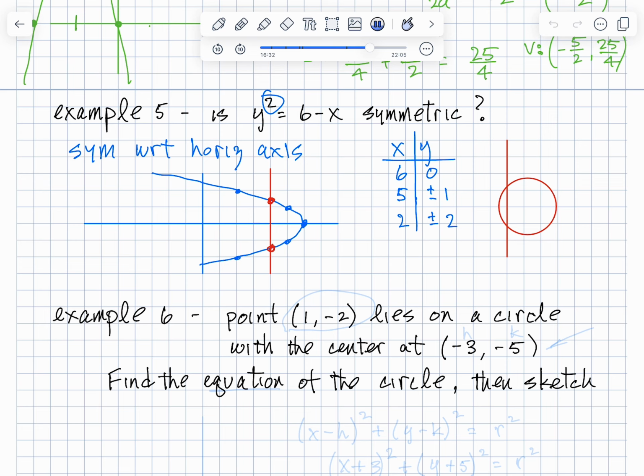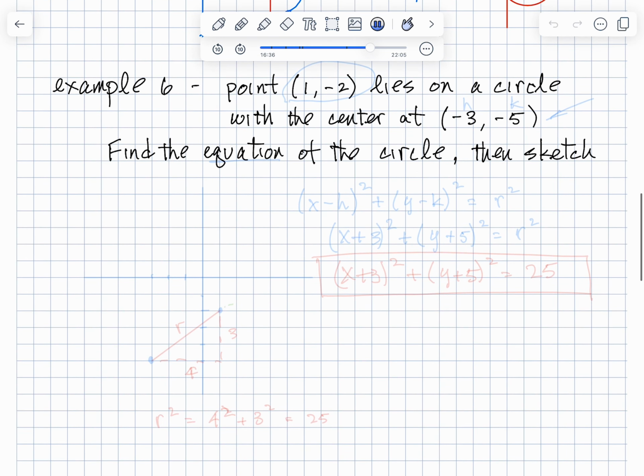Okay, example 6. We want to find the equation of a circle, and we know it has point 1, negative 2 on the circle, and we know that the center of the circle is negative 3, negative 5. So let's go ahead and sketch it first, and then we'll find the equation of it. So need some coordinate grid. Yeah, that doesn't look like a very nice line. Let me try to redo it.